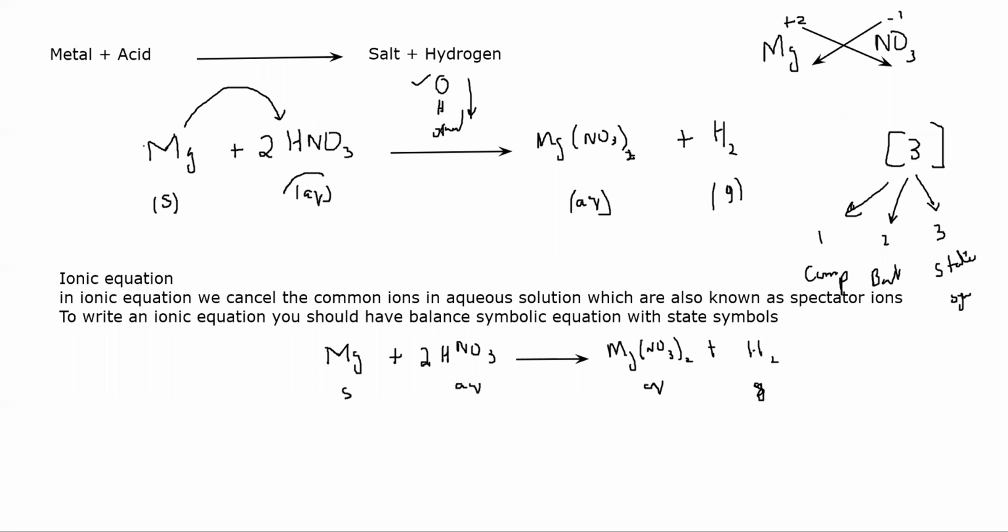So first what we do, we check the substances which are aqueous here. Which substance is aqueous? Nitric acid, HNO3, and magnesium nitrate both are aqueous. That's the first thing, we highlight them. Then we cancel out the common ion in the aqueous substances. Which ion is common in the aqueous substances? Like which ion is present in both aqueous substances in the reactant and product?